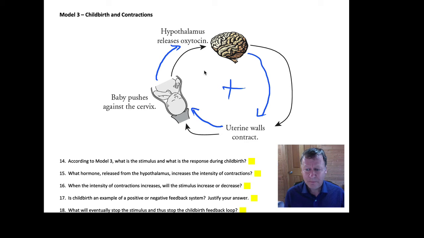So in this case, what ends the contractions? They don't go on forever. There obviously comes a point where they end. And the answer is the baby is born. Once the baby is born, there's nothing pushing against the cervix anymore, even if the uterine walls continue to contract. The hypothalamus stops releasing oxytocin, and everything goes back to normal.